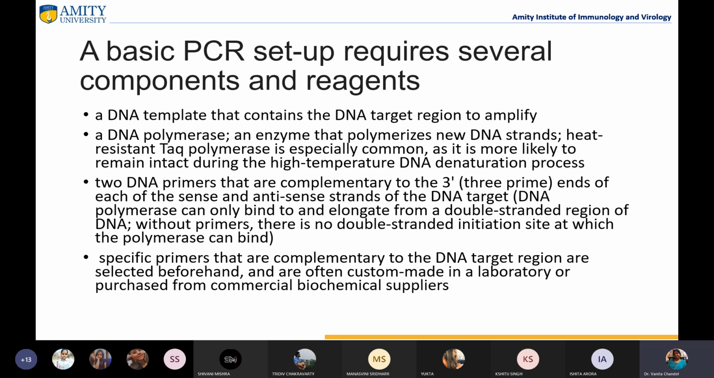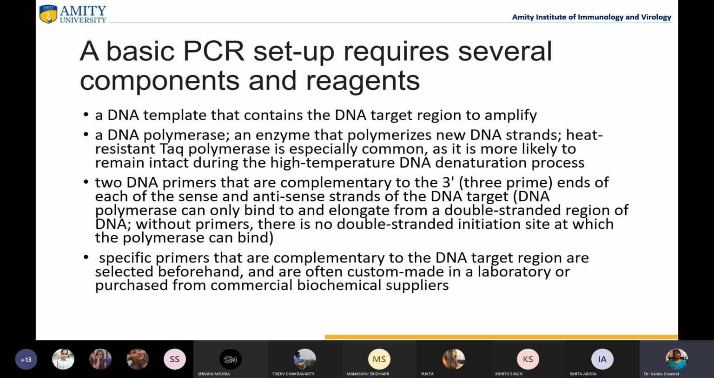So basically the major part is the DNA template that contains the DNA target regions to amplify. That means the template which we want to amplify, right? So that DNA is required. Then we require a DNA polymerase. It is an enzyme that polymerizes the new DNA strand. Basically this is a heat resistant Taq polymerase. It is very commonly used, and it can remain intact during the high temperature DNA denaturation process also, which goes around 94 degrees Celsius, right?